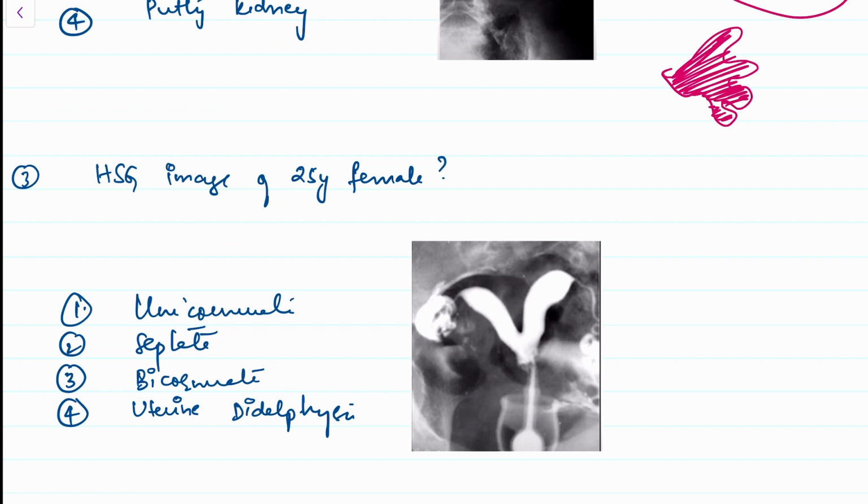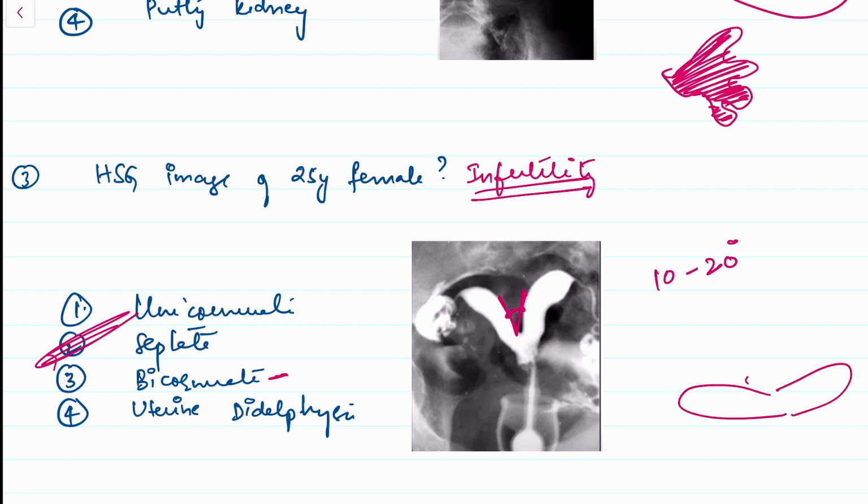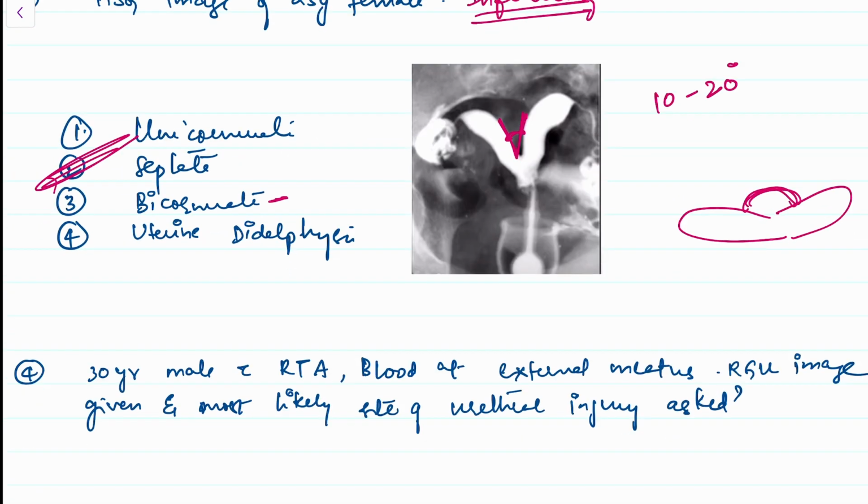So next, an HSG image of a 25-year-old female was given and they mentioned infertility in the question. So guys, whenever something like this is given, just look at this angle. This angle here is very small, 10 to 20 degrees. So this would be a septate uterus. It's not bicornuate because bicornuate will usually have a broader angle. Okay. So the answer is septate uterus.